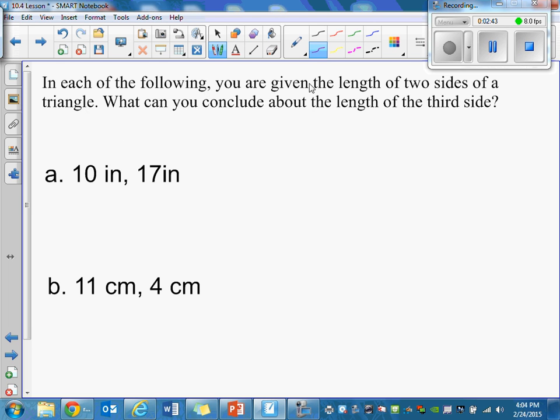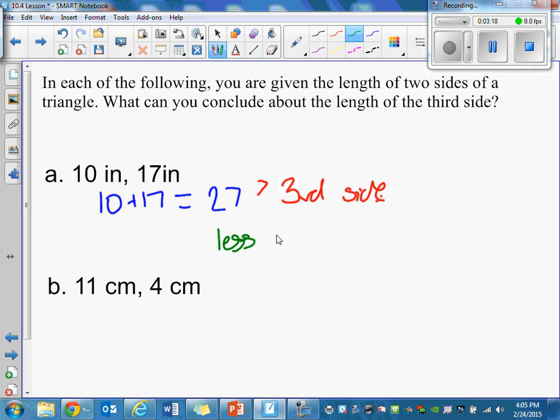Okay, in each of the following, you are given the length of two sides of a triangle. What can you conclude about the length of the third side? So I'm given two lengths here. We already know that the sum of the two sides has to be greater than the third. So I need to find the sum to figure this out. So 10 plus 17 is 27. In order to make a triangle, the 27 has to be greater than the third side. So I can conclude that the third side has to be less than 27. Okay, what about B?